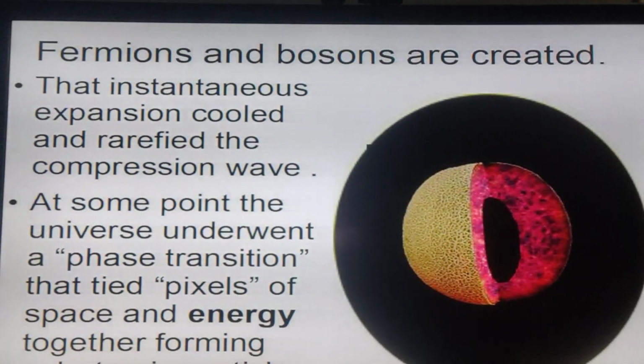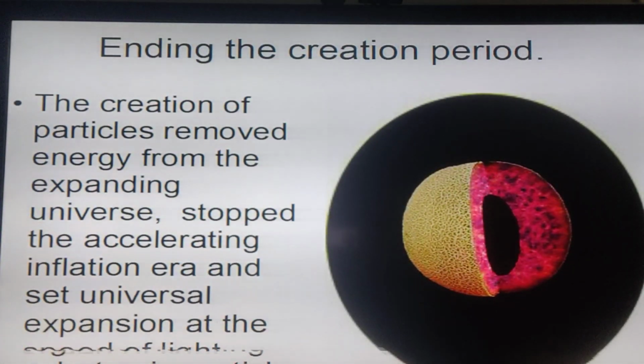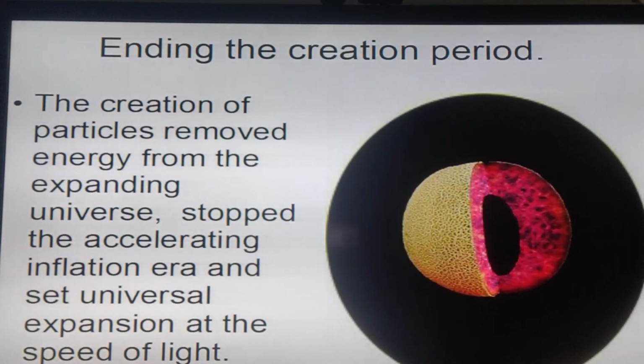That instantaneous expansion cooled and rarefied the compression wave, the universe. And at some point, the universe underwent a phase transition. And that tied the pixels of space and energy together. And that formed subatomic particles. And that's when matter was created at that instant. That creation of particles removed energy from the expanding universe. It stopped the acceleration and set the universal expansion at the speed of light.